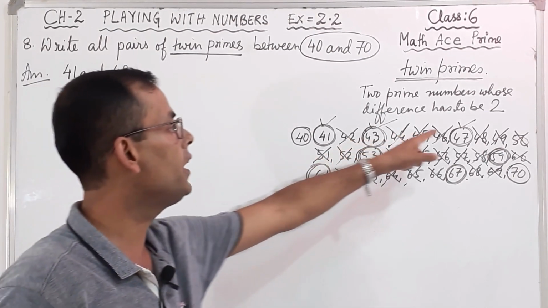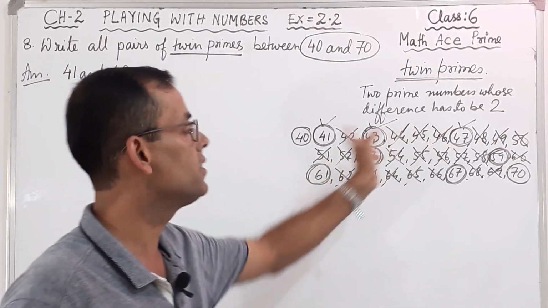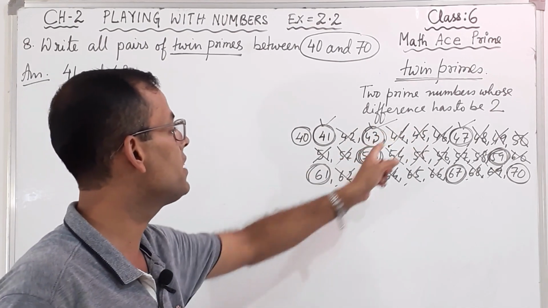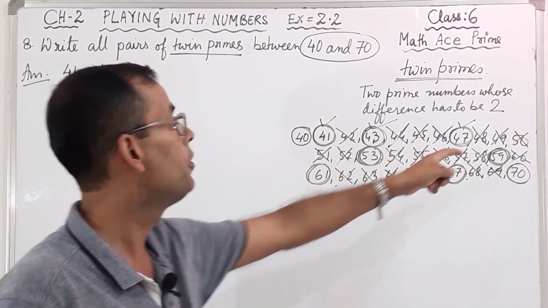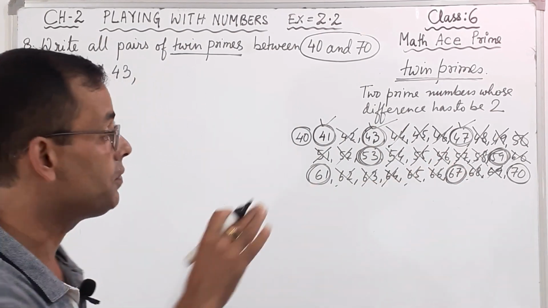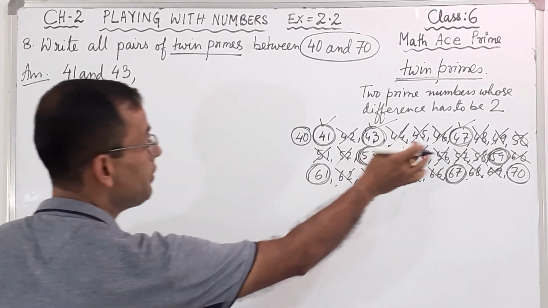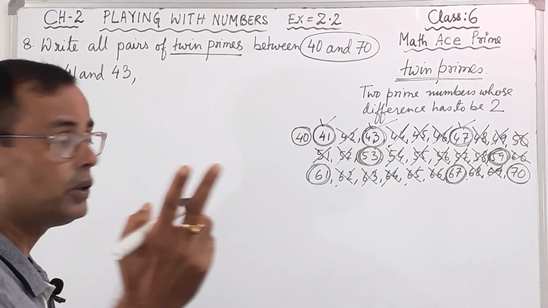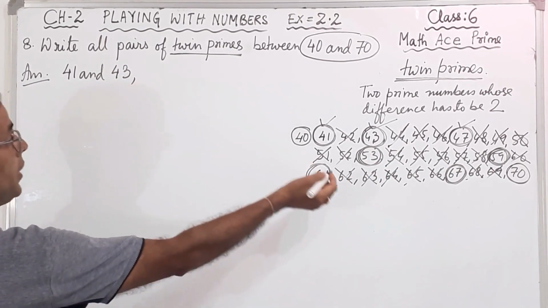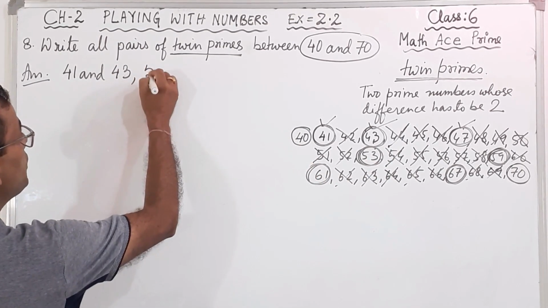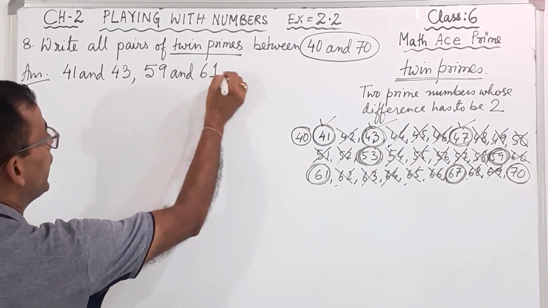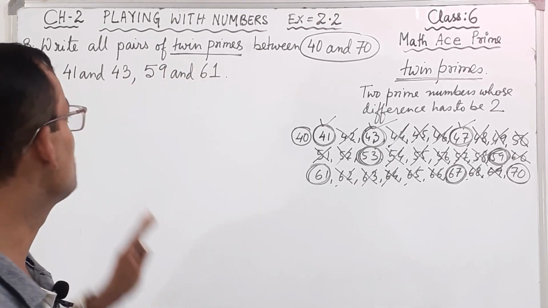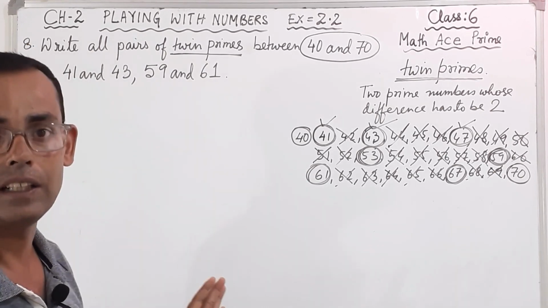Now 43 or 47? No, because the difference is not 2. Then 47, 53? No. Then 53, 59? No. 59, 61, yes, 59, 61, you subtract, you will get the difference 2. So another pair also we got, 59 and 61. So I hope you have understood question number 8 nicely.